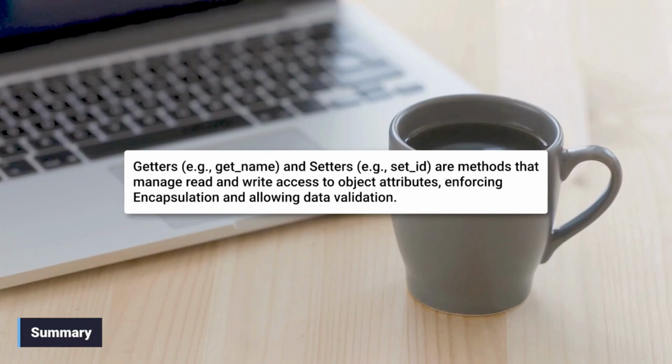To summarize, getters and setters are vital for writing robust OOP code. They prevent direct attribute access and allow control over data.